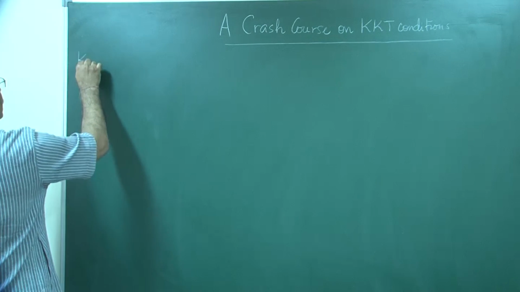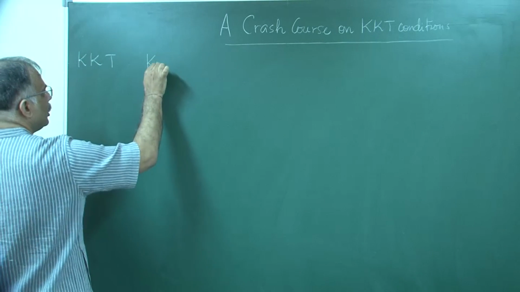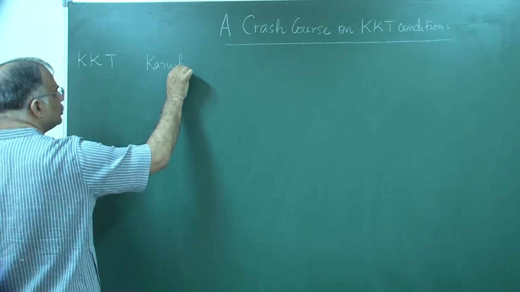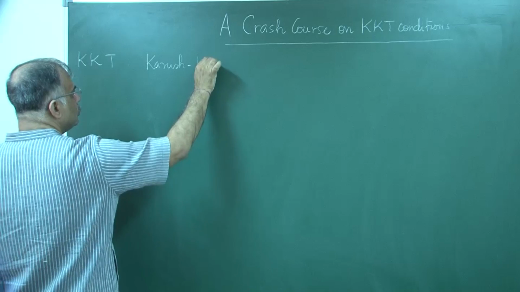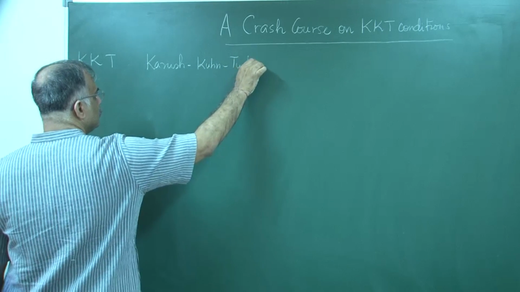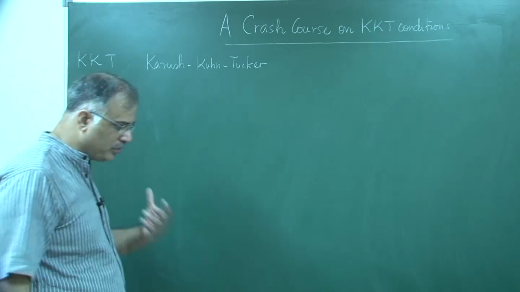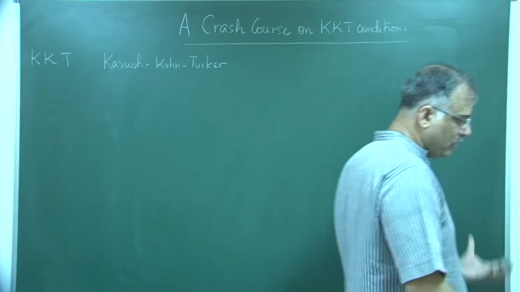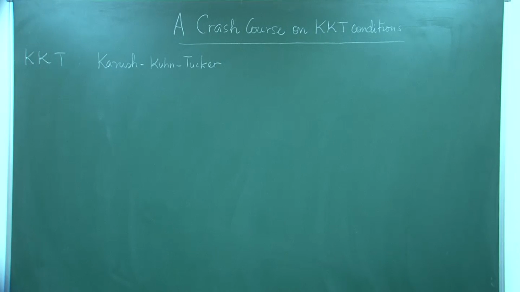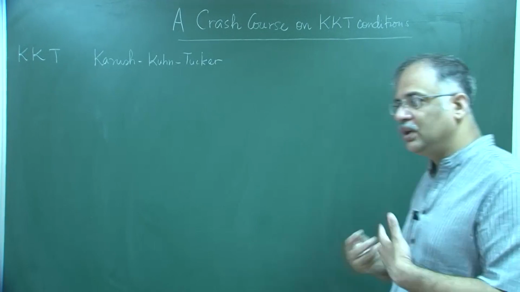KKT actually is the names of three persons: Karush, Kuhn and Tucker. So these people are responsible for bringing out the Lagrange multiplier rule when you have inequality constraints. What is the Lagrange multiplier rule?